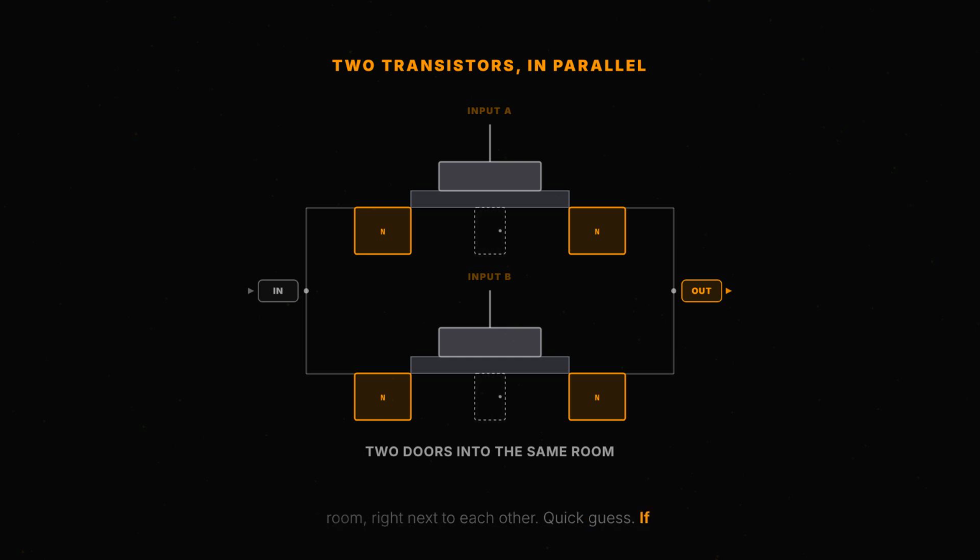Quick guess, if one door's locked, does that stop you from getting in? It doesn't, obviously. You just use the other door. That's the entire idea. Open either one, and you're in the room. You never needed both. The transistors themselves haven't changed even slightly.